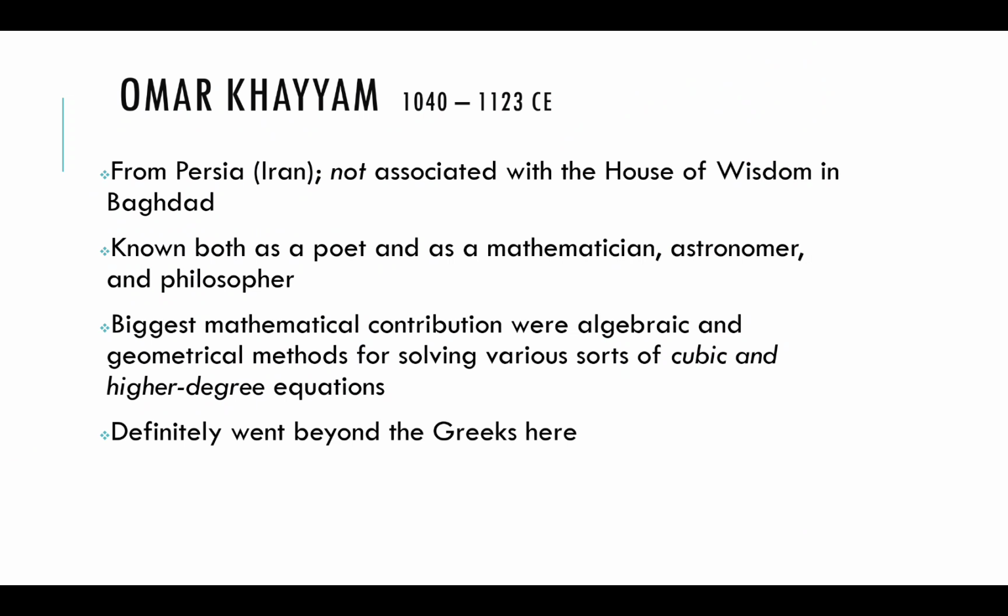His biggest mathematical contribution, and this feels like being very light with that statement, because we have a bunch of proofs for the Pythagorean theorem from him and other stuff, but his mathematical contributions were based on what was not yet called algebra, but it was ideas from Al-Khwarizmi's work, and he used that method and geometric methods to solve various sorts of cubic and higher degree equations. And by that I mean like 4th degree, 5th degree, etc.